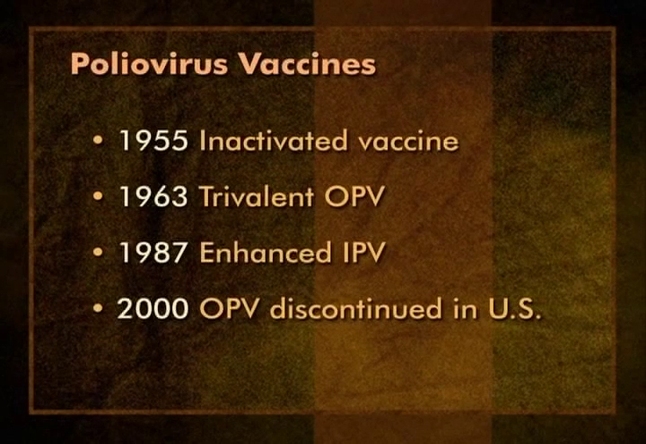An enhanced version of IPV was licensed in 1987, and the original Salk IPV was taken off the market in 1988. Production and distribution of oral polio vaccine was discontinued in the United States in 2000. Oral polio vaccine was responsible for the elimination of wild poliovirus from the United States.